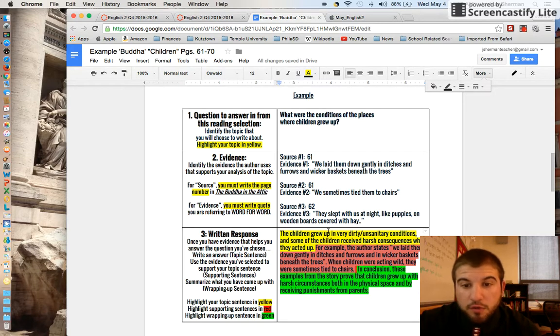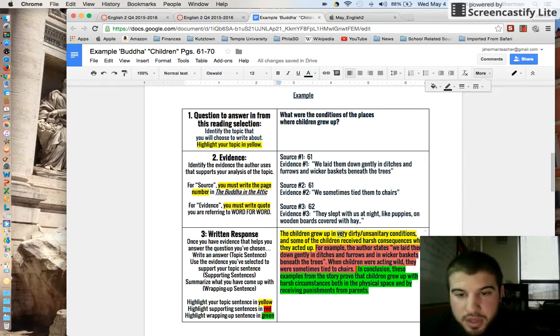The children grew up in very dirty or unsanitary conditions, and some of the children received harsh consequences when they acted up. This is capturing generally the ideas that I've pulled with my evidence. We laid them down gently in ditches. They slept with us on wood boards covered with hay. That's how I came up with this piece. Also, where did I get this piece from? Harsh consequences? Well, they were tied to chairs. That sounds pretty rough. So that's something that I was able to capture in one sentence.